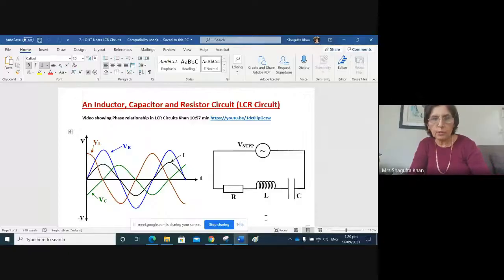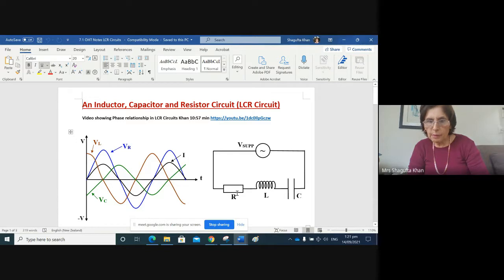On Friday was about LC circuit. Today we will be mainly focusing on resonance, but I thought I will just quickly go over this one. So we have got a resistor, inductor, and a capacitor, all three in a circuit, and that's the alternating battery or supply voltage. Sometimes it's called generator voltage.